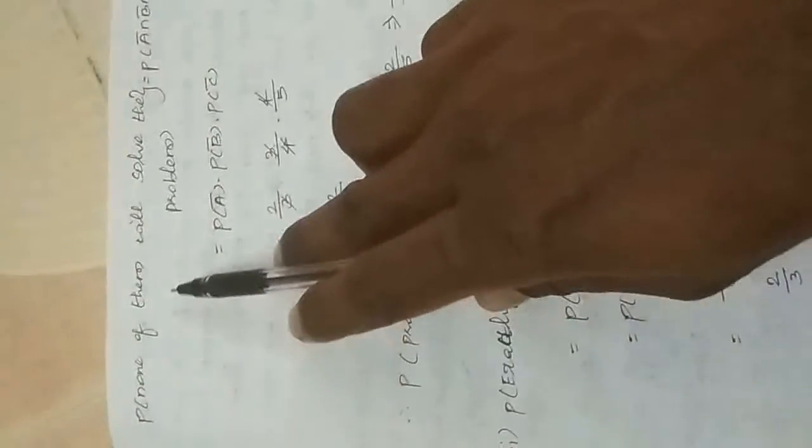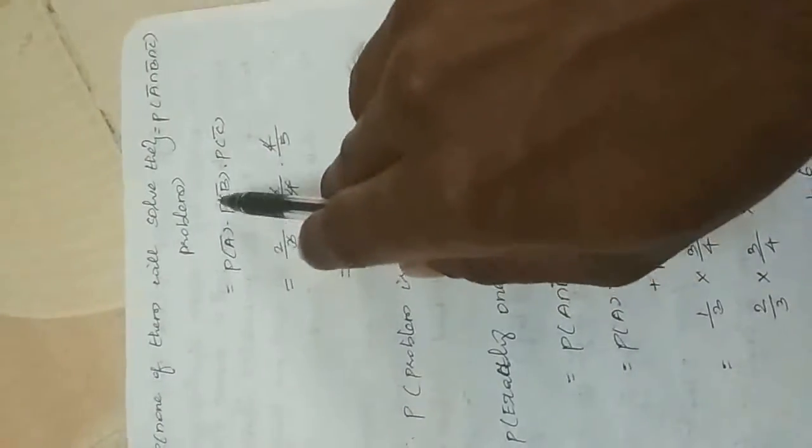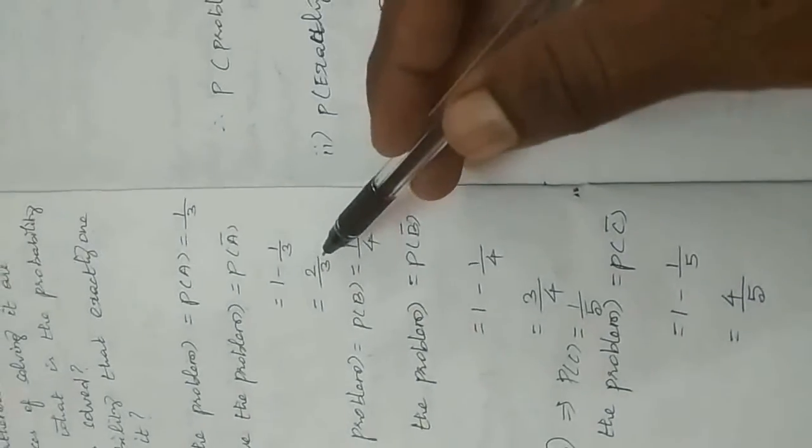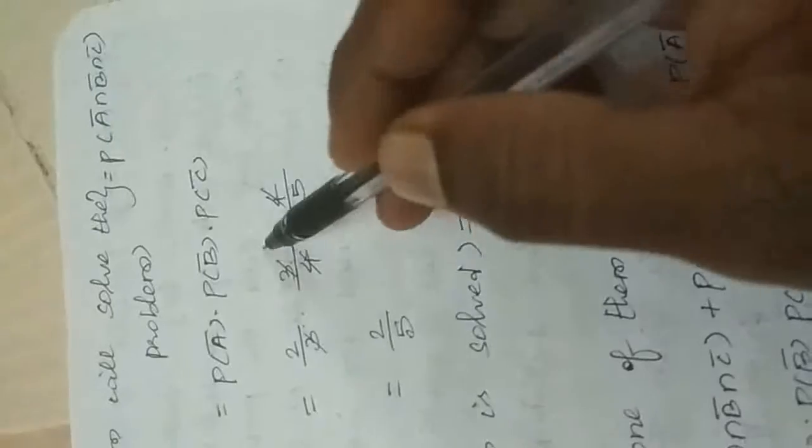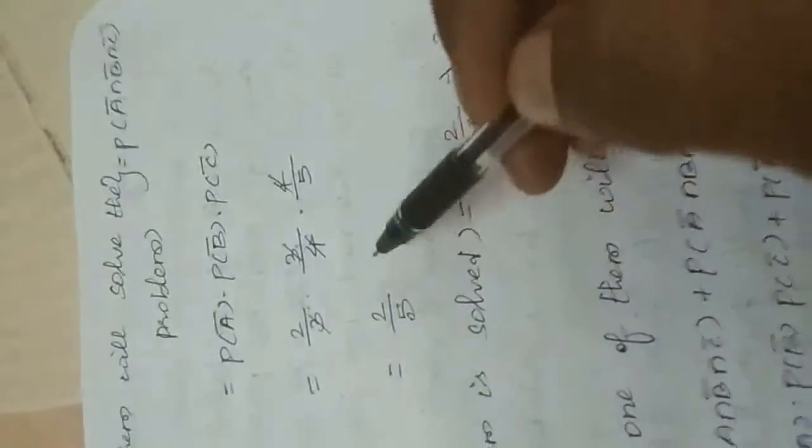Now the probability that none of them will solve the problem means P of A bar intersection B bar intersection C bar, which we write as P of A bar times P of B bar times P of C bar. P of A bar value is 2 by 3, P of B bar value is 3 by 4, P of C bar value is 4 by 5. Substitute all the values in this formula. Now 3 and 3 cancel, 4 and 4 cancel, the remaining value is 2 by 5.